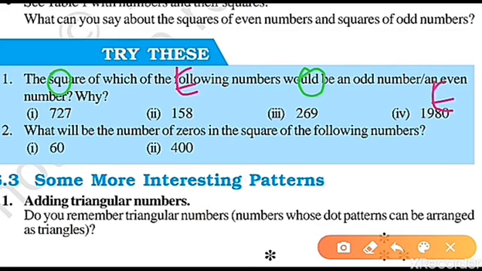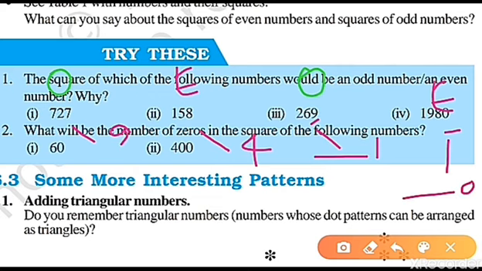If we square these numbers: 7 squared is 49, so the square will end with the digit 9. Here 8 squared is 64, so the square will end with the digit 4. Here 9 squared is 81, so the square will end with the digit 1. Here it is 0, so 0 multiplied by 0, and the square will end with the digit 0.